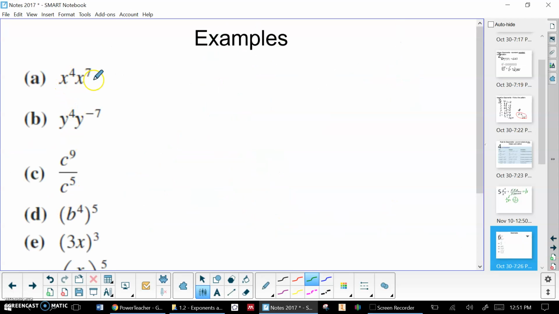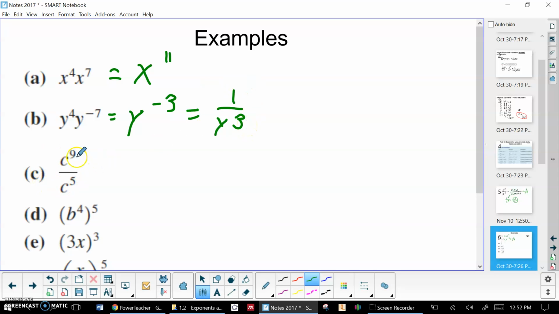First of all, we've got x to the 4th times x to the 7th. The rule there is pretty simple. We just add, so we get x to the 11th power. Next one here, y to the 4th times y to the negative 7th. Again, applying our rule, that's just going to be y to the negative 3rd, but we never leave negative exponents in problems, so this is going to be 1 over y to the positive 3rd. We always want to write it in this notation with the positive exponent.